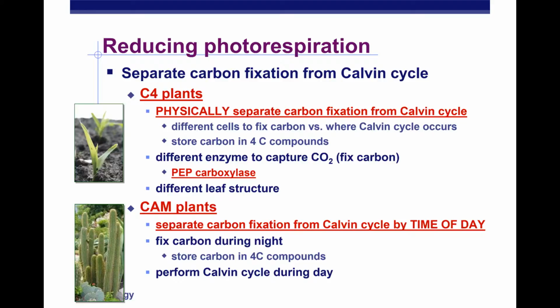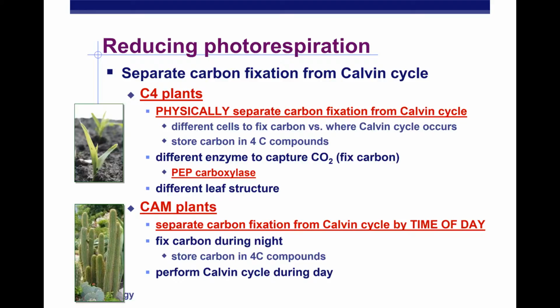called C4 plants. To make sure that they really don't have anything to worry about, instead of using Rubisco, they will instead use an enzyme called PEP carboxylase to fix CO2. PEP carboxylase does the exact same thing that Rubisco does, but it has no affinity whatsoever for oxygen. Now, the alternative version would be CAM photosynthesis.